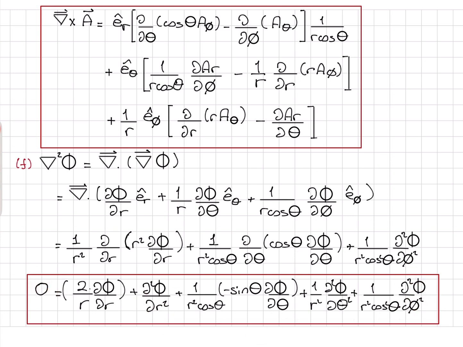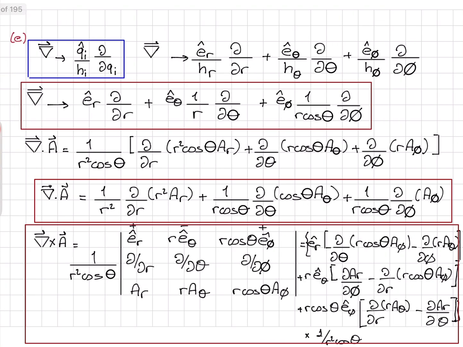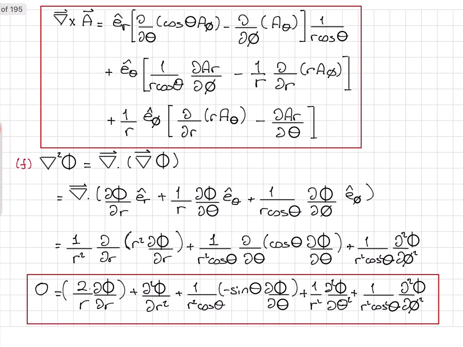Okay, so in this part, I had to evaluate Laplacian of the scalar function phi. First, I need its gradient. The gradient is q_i hat over h_i del del q_i. So 1 over h_r, which is 1, del phi del r e_r hat. 1 over h_theta, which is r, 1 over r del phi del theta e_theta hat. And then 1 over h_phi, 1 over r cosine theta del phi e_phi hat.